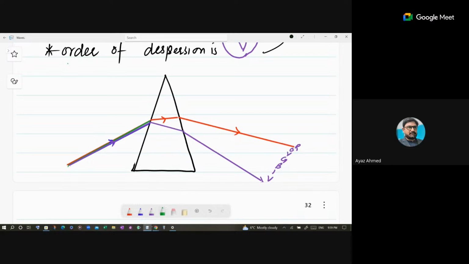Okay, green will be at this point, and I have blue color as well. So blue will be at this one. I have not all those colors available, but that is the dispersion of light. Is it clear?